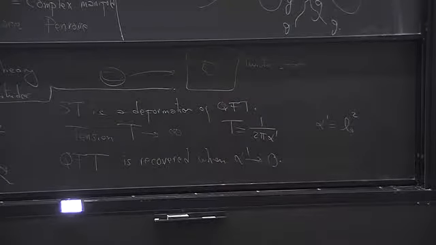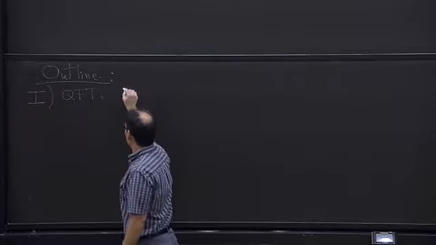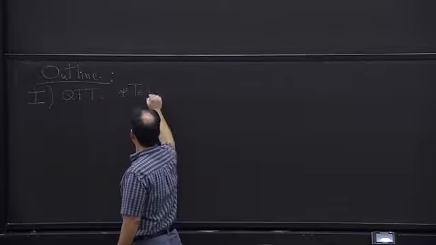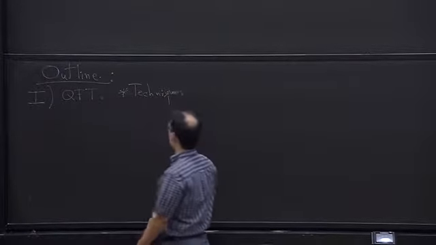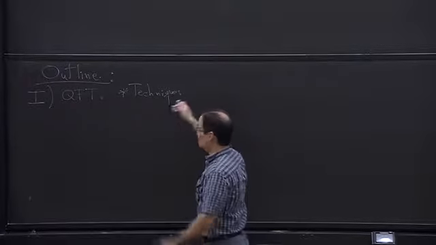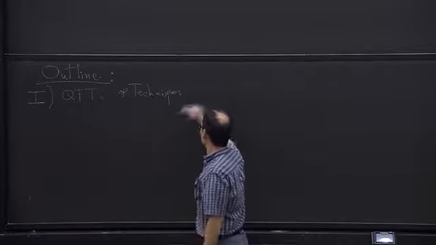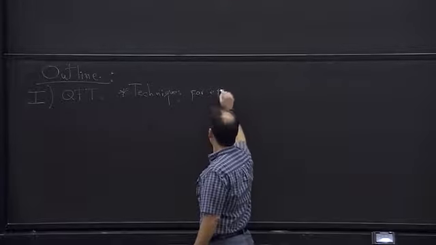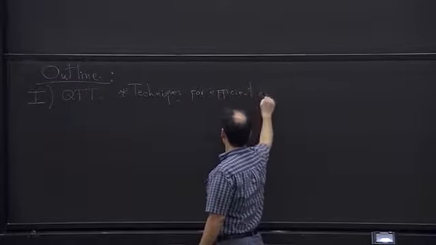Very good. So what is the outline of the course? There will be 3 parts, separated naturally by weeks. The first part is going to be about quantum field theory. And in this part, we're going to discuss new techniques for calculating these amplitudes in an efficient way. Techniques for efficient calculations.